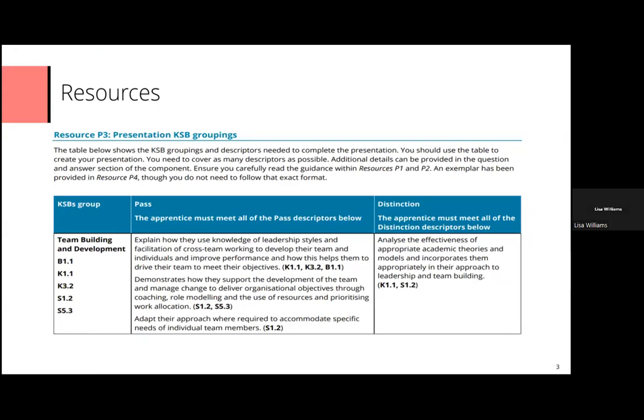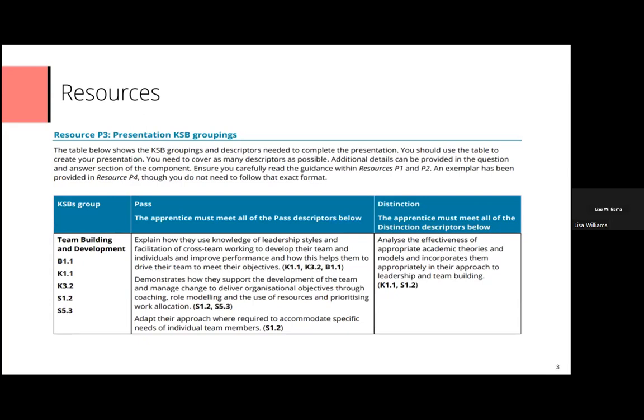So on my slide, you'll see a screenshot of the presentation, knowledge, skills and behaviours groupings. Now, this is just one section from the component, which provides key information around the areas to be covered within the component. So you'll see that the screenshot is relating to the team building and development section, and it provides further information around the knowledge, skills and behaviours and what is considered as a pass and what is required for the distinction criteria.